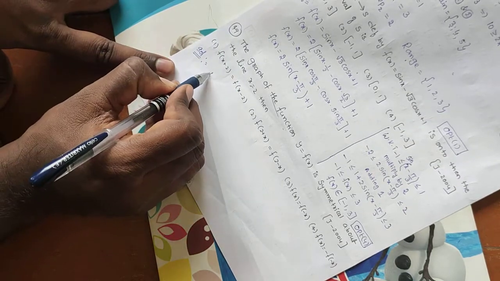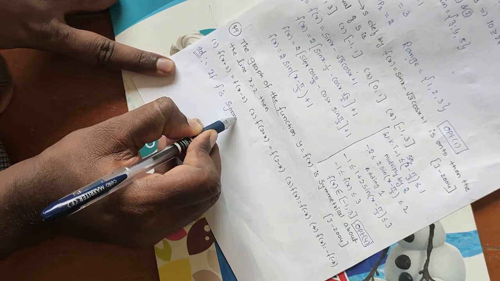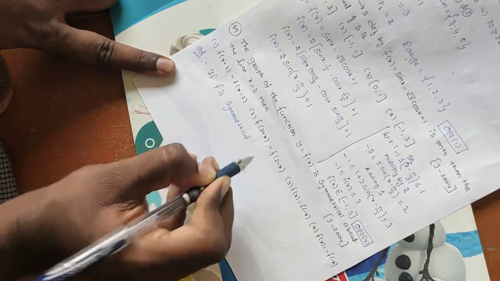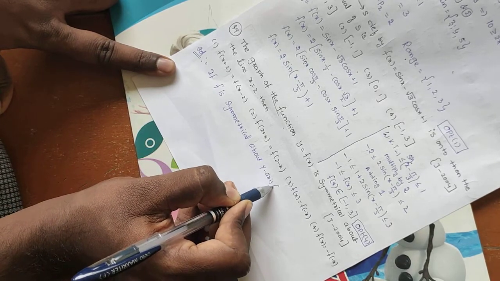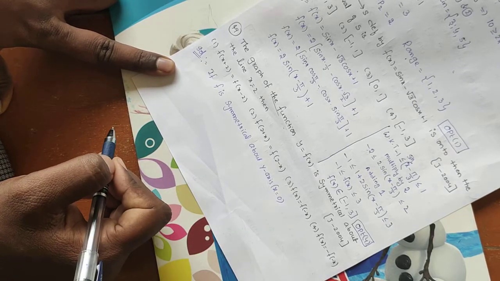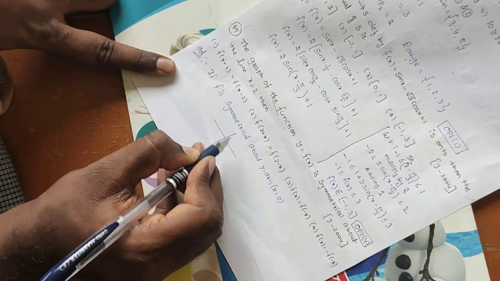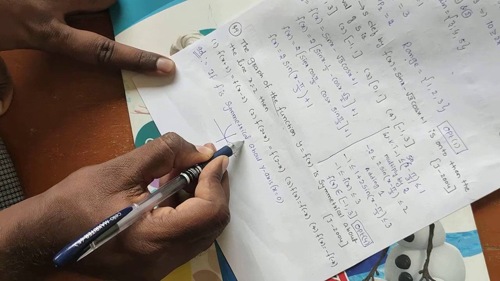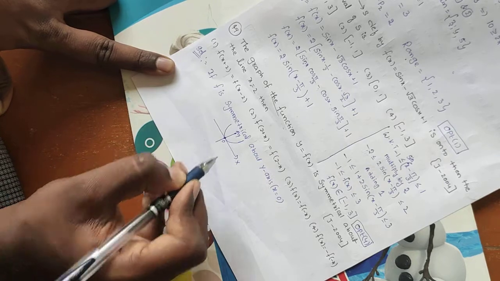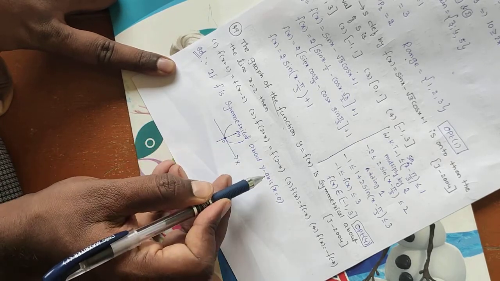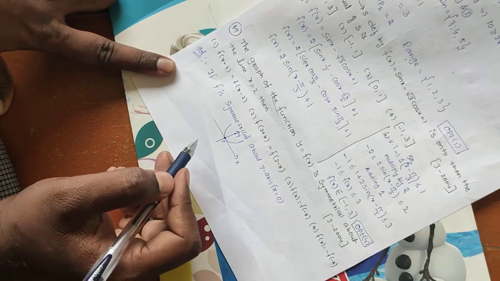Here, what is the formula? If f is symmetrical about the y axis, that is nothing but x is equal to 0. It is symmetrical about the y axis means the graph will come like this. Like this we will get. This is the x axis, this is the y axis. This is symmetrical about the y axis. It is symmetrical about the y axis means this function is an even function.